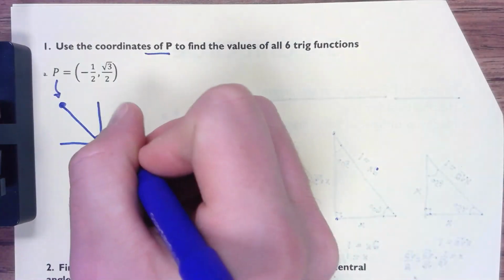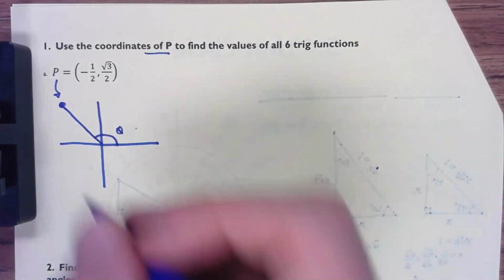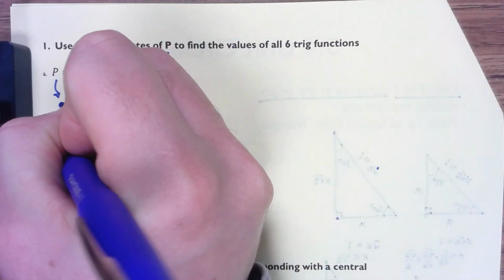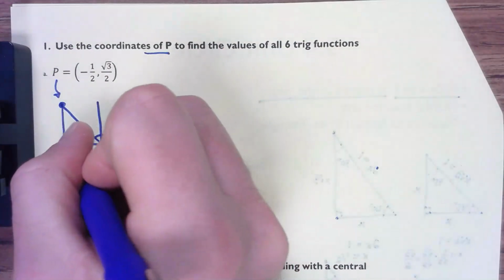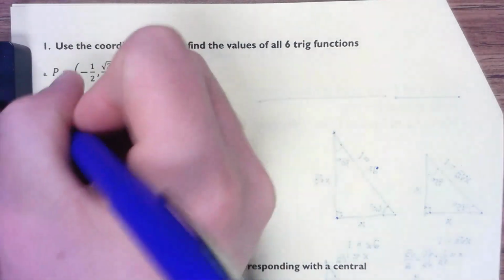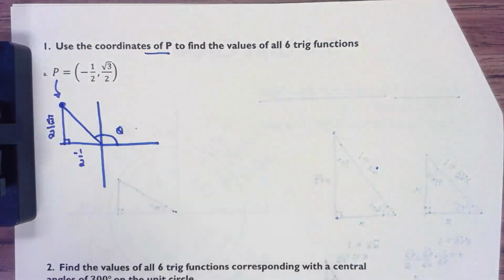We've rotated an angle of theta. And so again, I can create a triangle here where x is negative 1/2, y is root 3 over 2. Now, if I use the Pythagorean theorem, I'm going to save us some time, we're going to find that the hypotenuse is 1. And that's what tells me I'm on the unit circle.